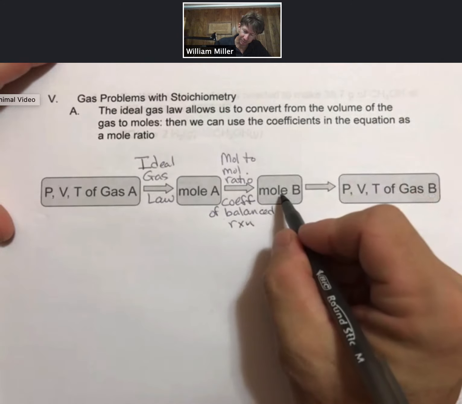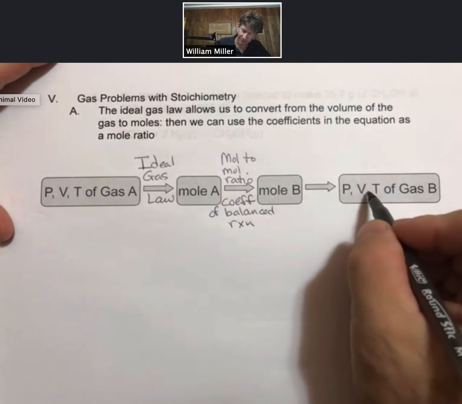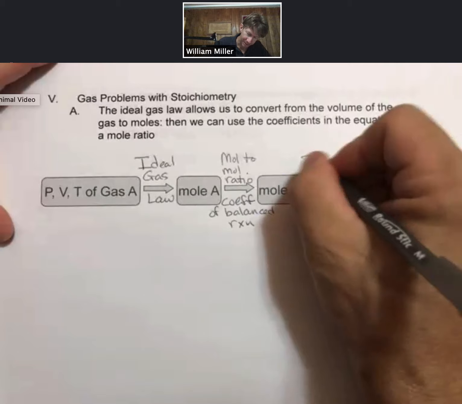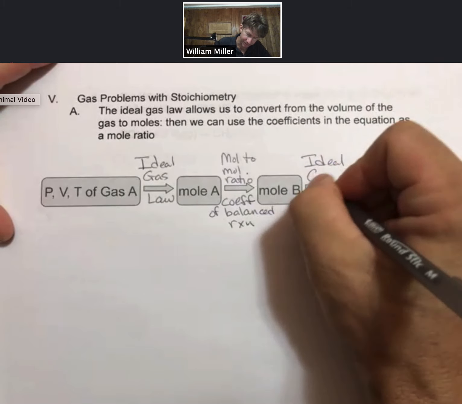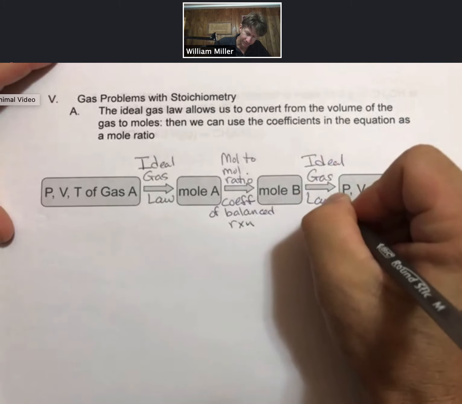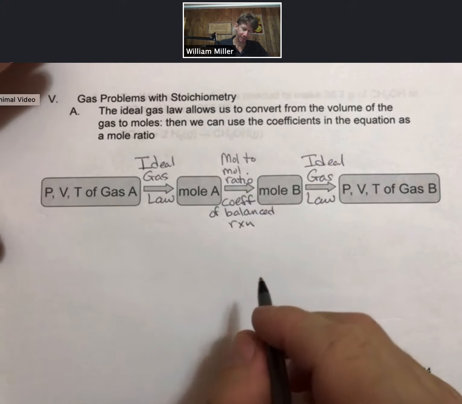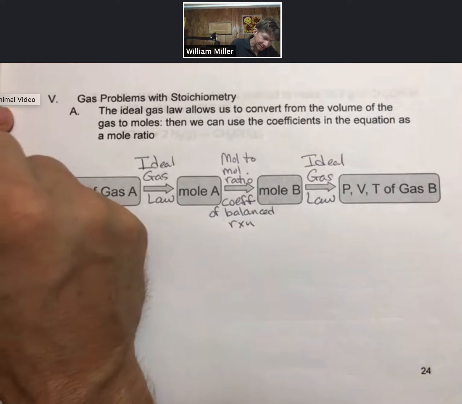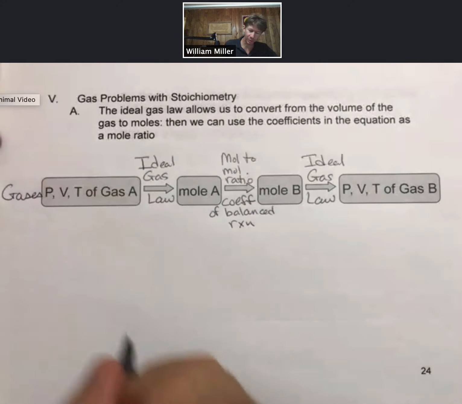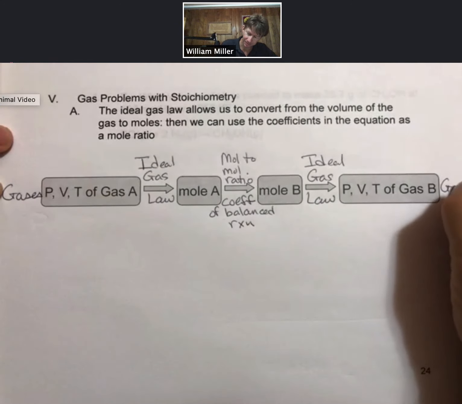And then if you want to go from moles of whatever it is to pressure, volume, and temperature, again, you need the ideal gas law. A flow chart, a roadmap of what we're doing here. Okay, and this is for gases, if you start with gases and you end with gases.